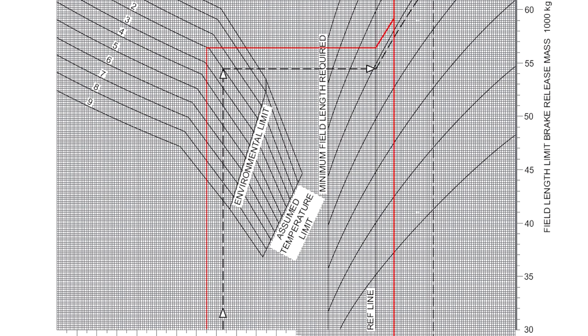Therefore, travel up and right, using the guideline, until you reach the line from earlier. Then, move horizontally to the right and read off the field length limit mass. In our example, the field length limit mass is 59,200 kilograms. However, this mass may need to be corrected.